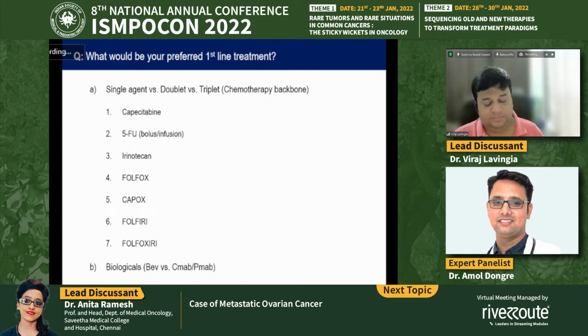Depends on the RAS. If it's wild type, then I'll definitely go for anti-angiogenic. It is all wild type. All wild type. So definitely my choice would be cetuximab since it's a left-sided cancer. So cetuximab would be my first choice. And cetuximab plus FOLFOX or cetuximab plus FOLFOXIRI? FOLFOX, dual agent, not triple agent. Dual agent FOLFOX with cetuximab.